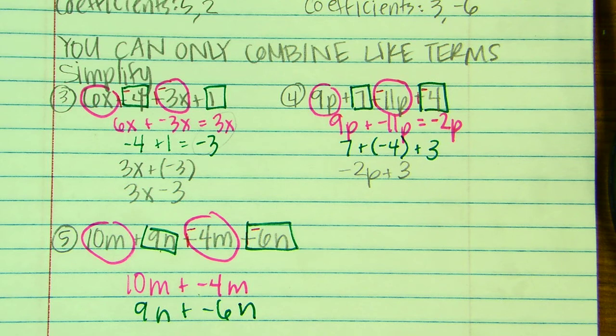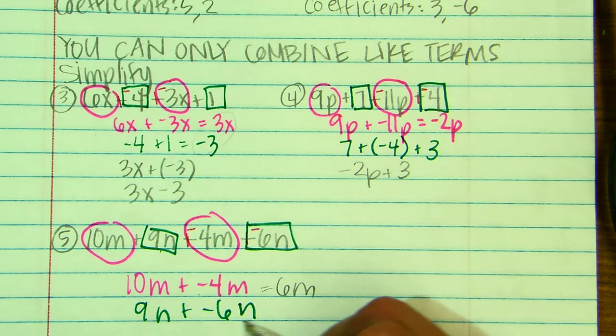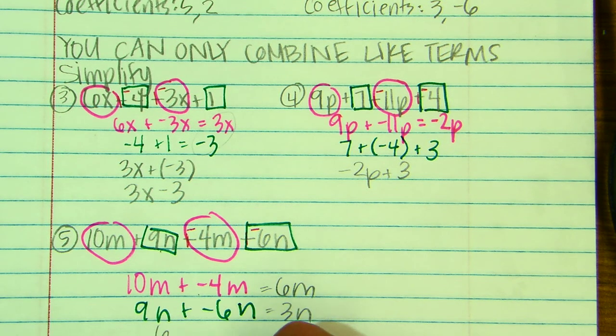So I'll add these. 10m plus negative 4m is 6m. 9n plus negative 6n is 3n. So when I simplify and put it together, I get 6m plus 3n.